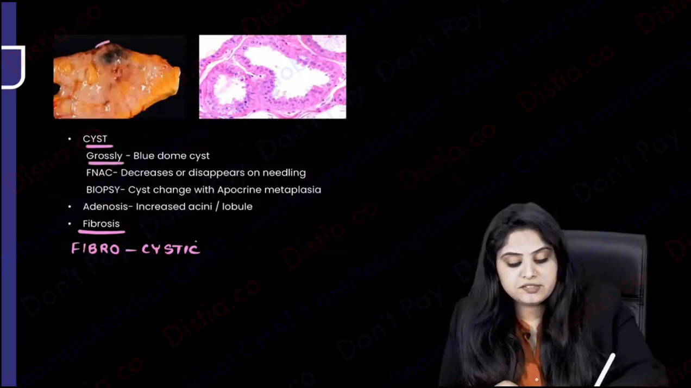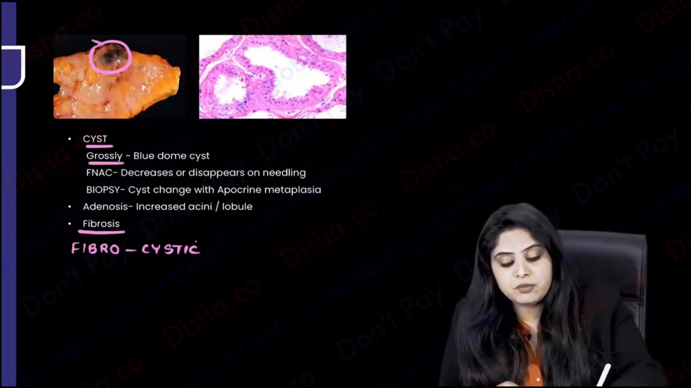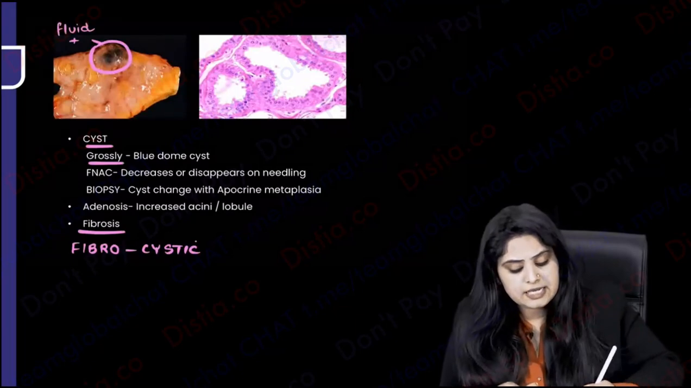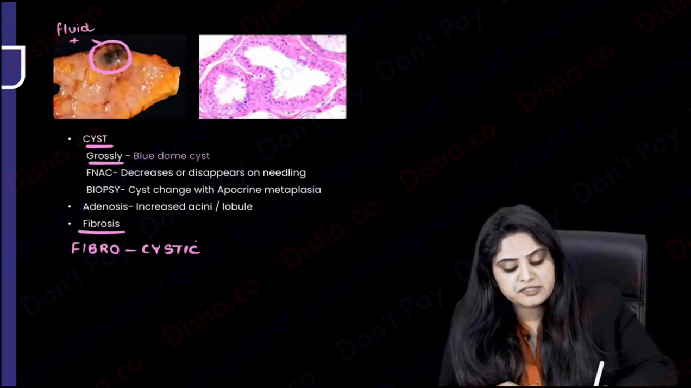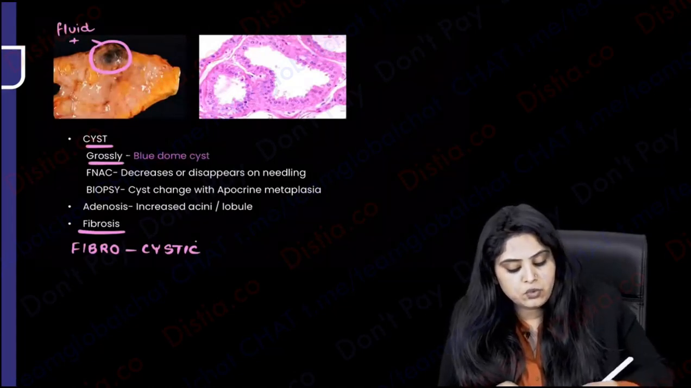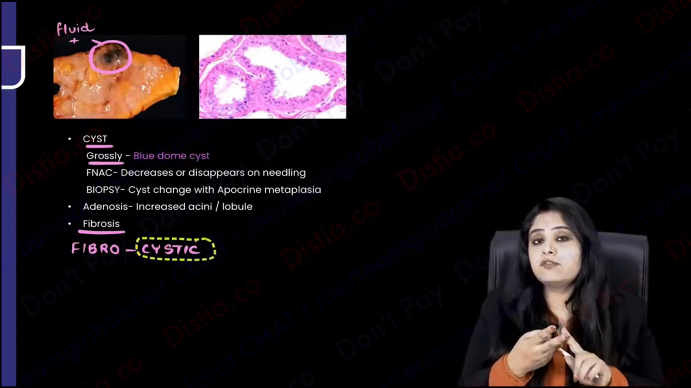Means, can you see a cyst over here? And it's very characteristic because can you see that the cyst is filled with a fluid? Because of the fluid, has it got a little bit of a bluish tinge? That is why we call it a blue dome cyst. This cyst over here is referred to as a blue dome cyst. I hope that is okay with everyone. So fibro for fibrosis, cystic for blue dome cyst.